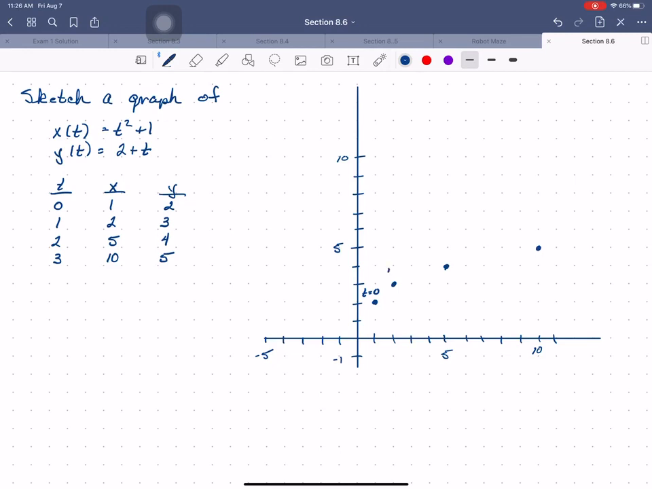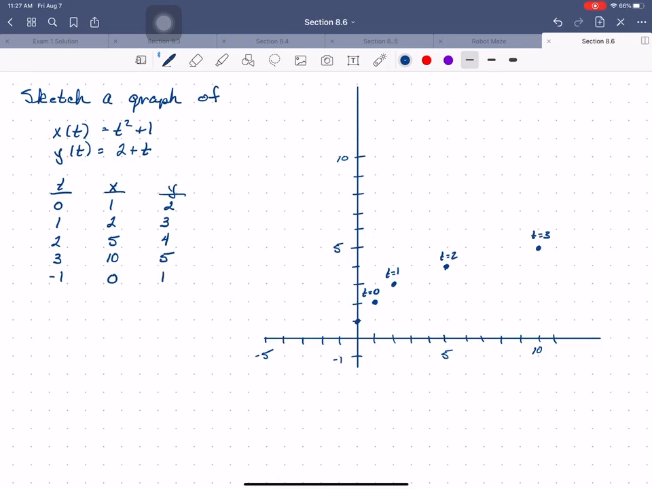So remember, this was t is 1, t is 2, t is 3. And if I tried to keep going, I would run out of graph. So let's try going the other way. Let's see when t is negative 1, x is 0, and y is 1.